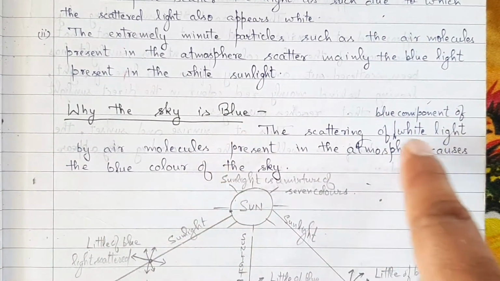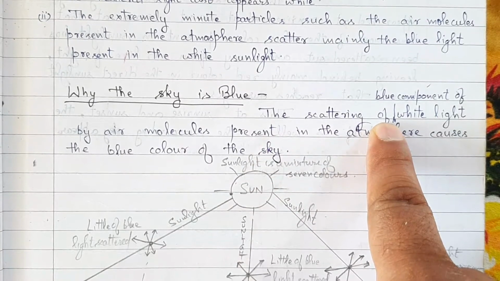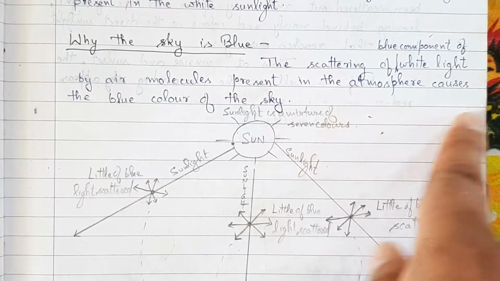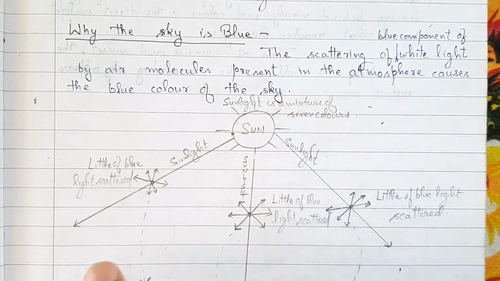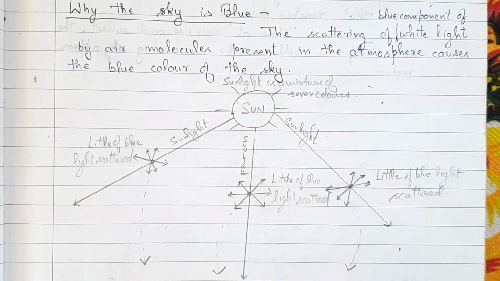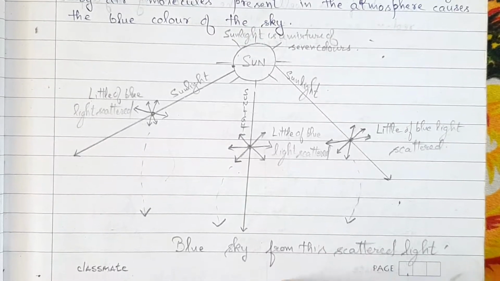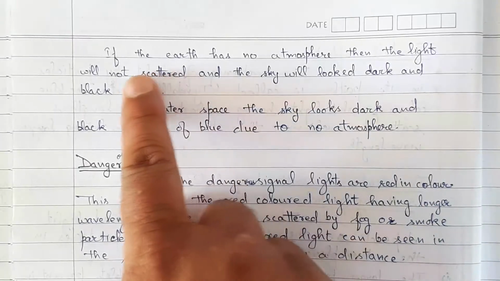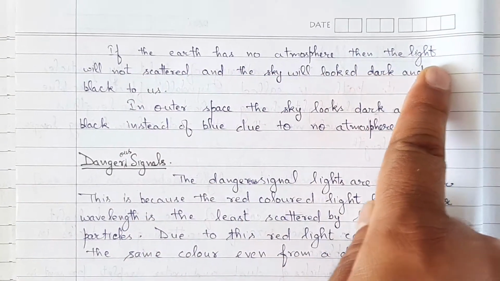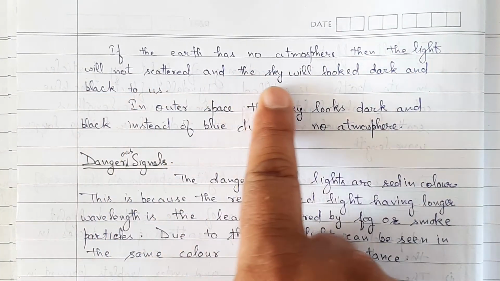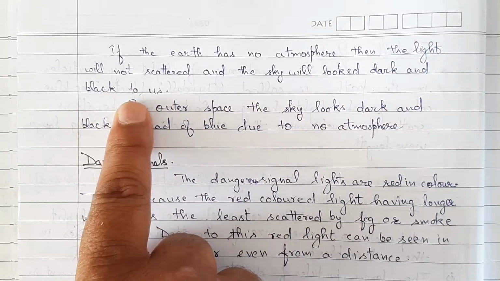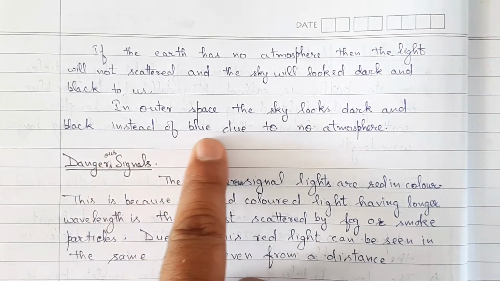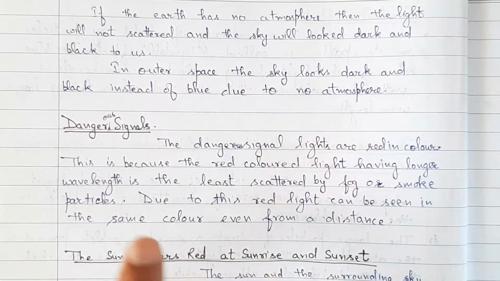Why is the sky blue? The scattering of the blue component of white light by air molecules present in the atmosphere causes the blue color of the sky, as shown in the figure. If the earth had no atmosphere, then the light would not be scattered and the sky would look dark and black to us. In outer space, the sky looks dark and black instead of blue due to no atmosphere.